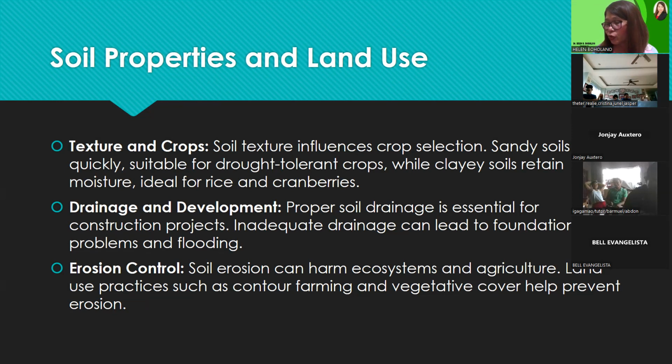Then the erosion control. Soil erosion can harm ecosystem and agriculture. Land use practices such as contour farming, vegetative cover help prevent erosion. So erosion control. So we know for the fact that when you plant trees, especially in an elevated area, it must be planted so that it will also prevent flood and soil erosion. No?